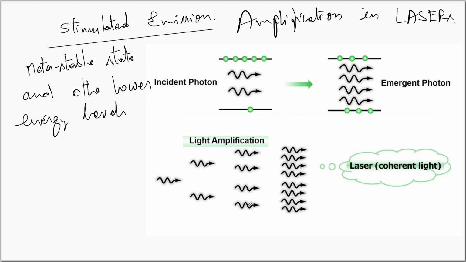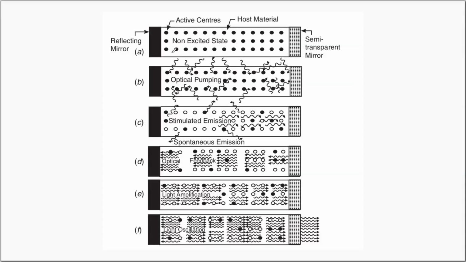These 4 photons now can trigger another 4 stimulated emission processes, giving rise to 8 photons. So we have started with 1 photon and now we have 8 photons. Like that, amplification takes place in the case of lasers, and this happens due to the stimulated emission process. This is the rough structure of a laser.